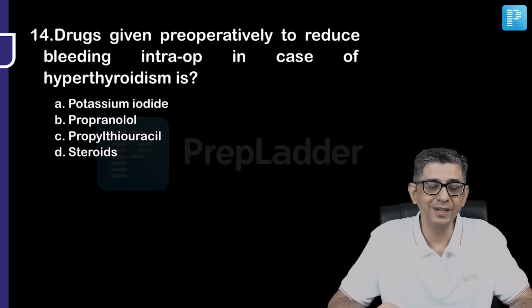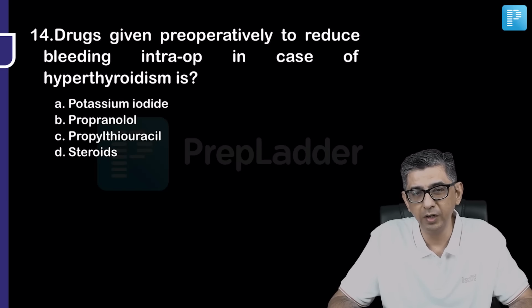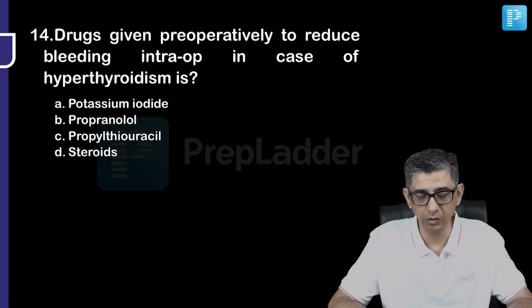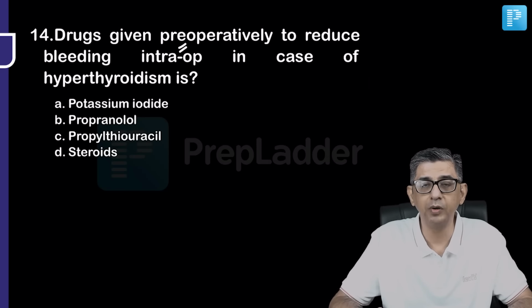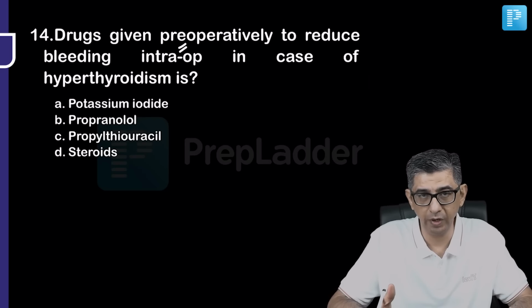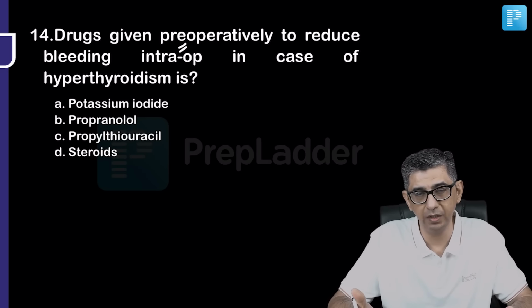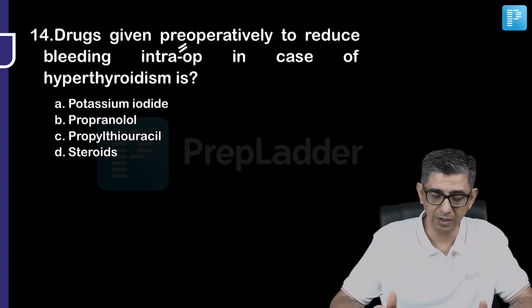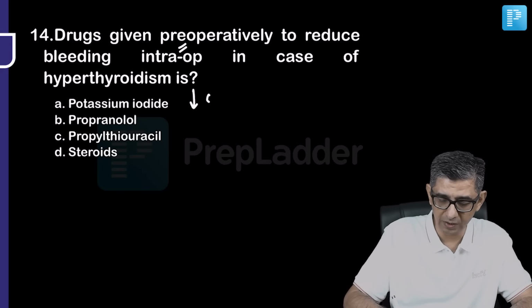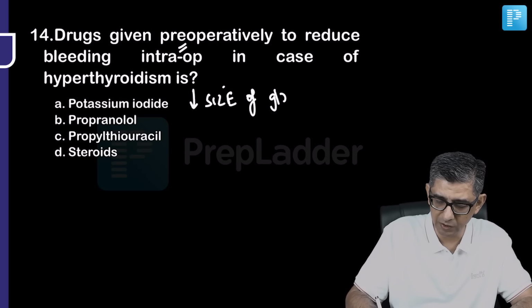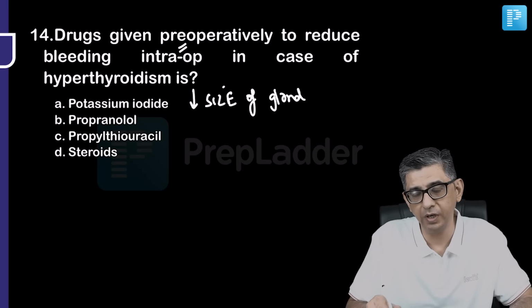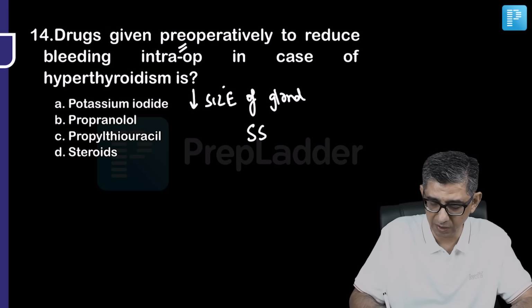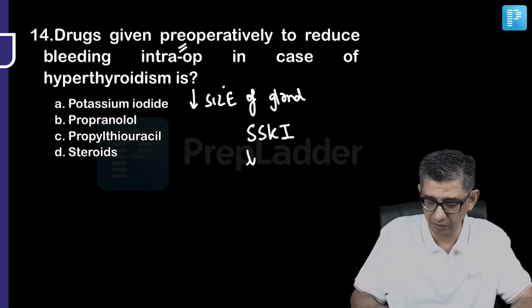Coming to the next question, he asked what drug can be given pre-operatively to reduce bleeding intraoperatively in a case of hyperthyroidism. The logic to be used is that when you're operating on a patient with a large vascular thyroid, the chances of bleeding would be increased. So we need to shrink the size of the gland. To decrease the size of the gland, we'll be using potassium iodide, of which various salts are available. Most of the time we'll be using SSKI, that is saturated solution of potassium iodide, or in earlier times, they used to use Lugol's iodine.